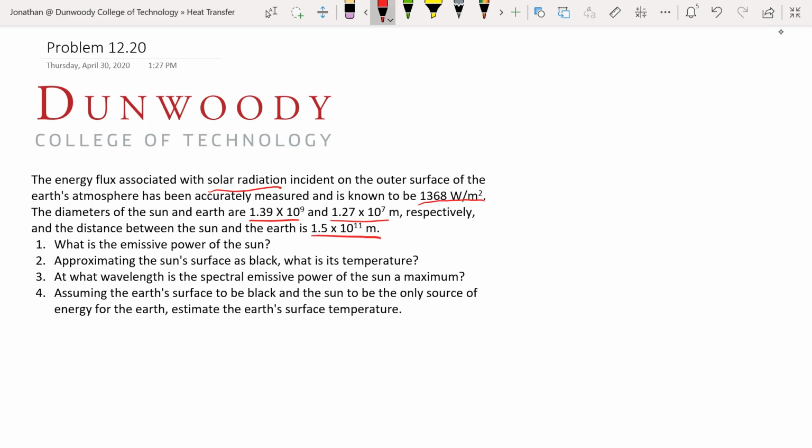And so we're asked, what is the emissive power of the Sun? And then once we have that, we can find what the Sun's surface temperature is. So this is E sub Sun, this is T sub Sun. And then the wavelength, where the emissive power is a maximum, that's going to be lambda max. And then if the Earth is assumed to be a black body or black surface, and the only source of energy for the Earth is the Sun, find the Earth's surface temperature. This would be T Earth using an energy balance.